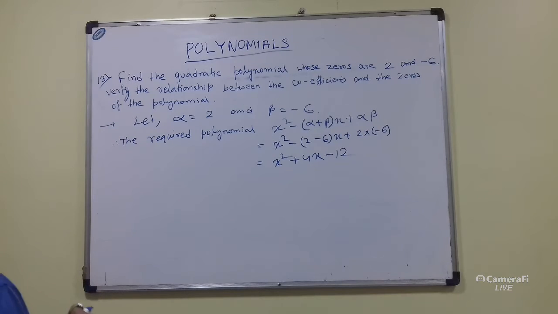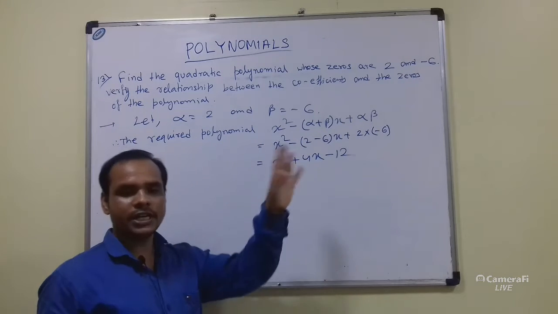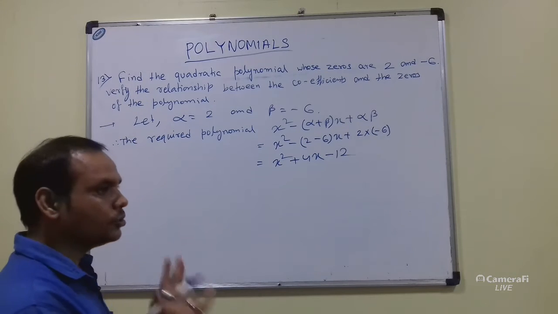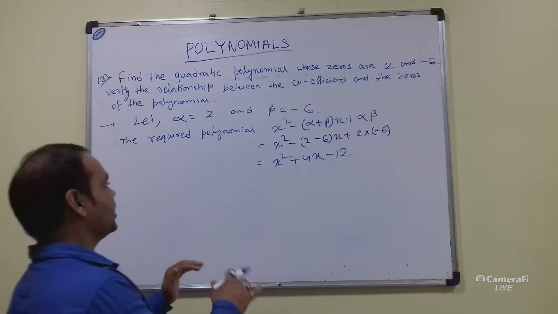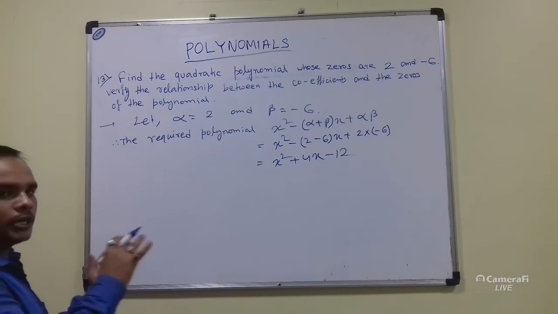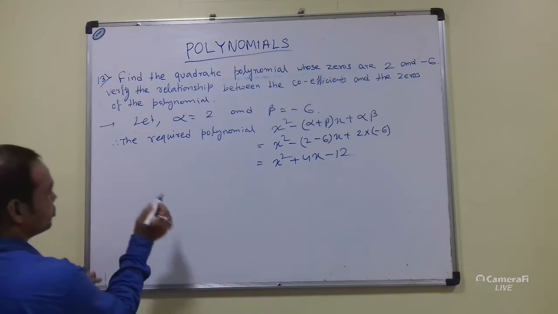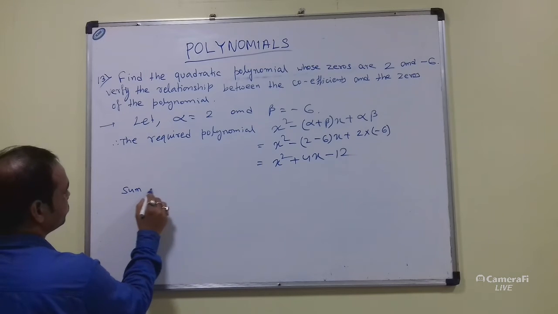Now students, we have to verify the relationship between the coefficients and the zeros of the polynomial. That means we have to find the sum of the zeros and the product of the zeros and then verify. So, the sum of the zeros.